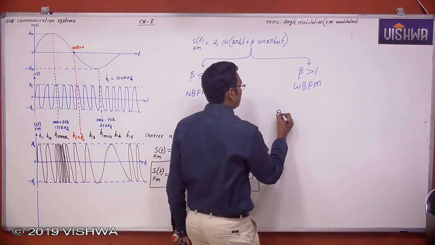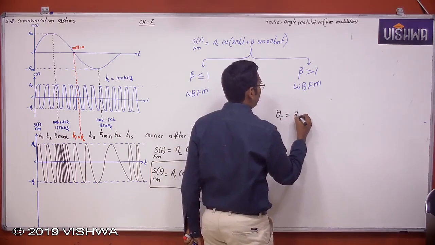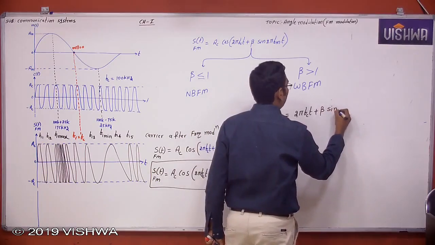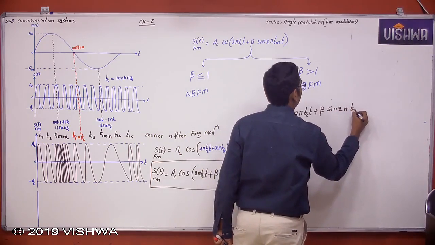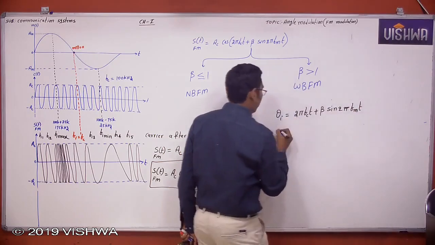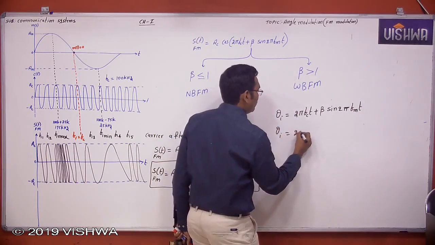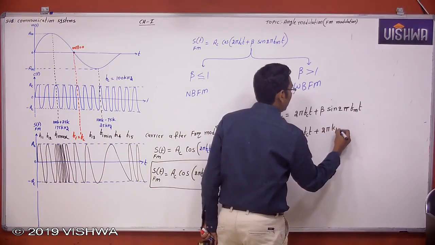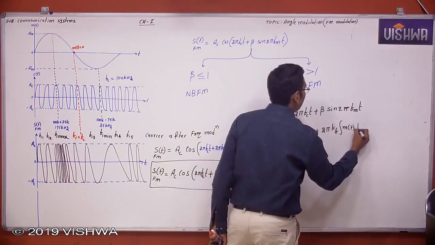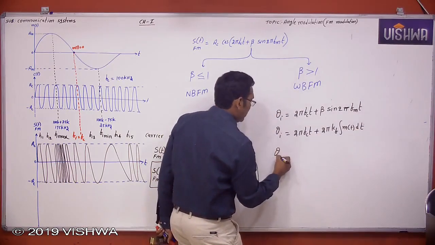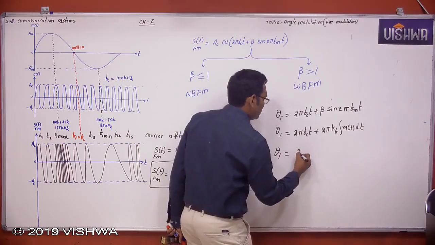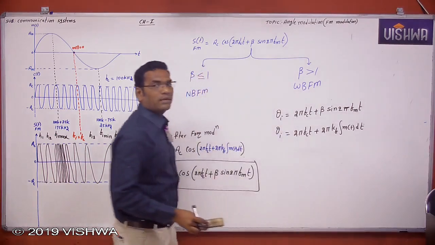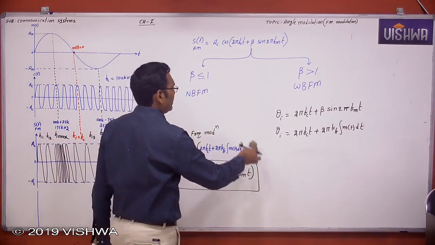And what is the instantaneous angle? The instantaneous angle after modulation is important because this is angle modulation. 2 pi fc t plus beta sin 2 pi fm t is the instantaneous angle after modulation. Now theta is equal to 2 pi fc t plus 2 pi kf integral of m(t) dt. This is the instantaneous angle after FM modulation.